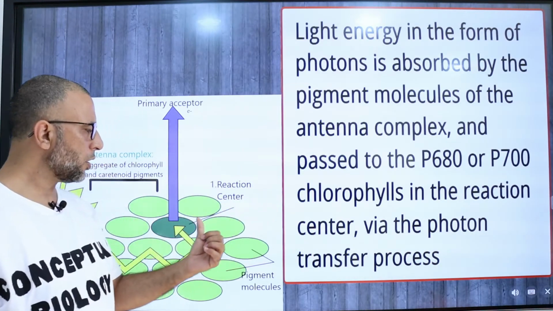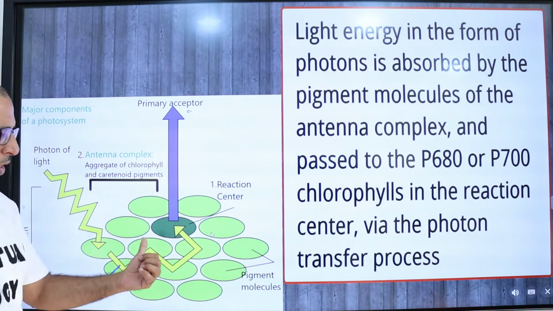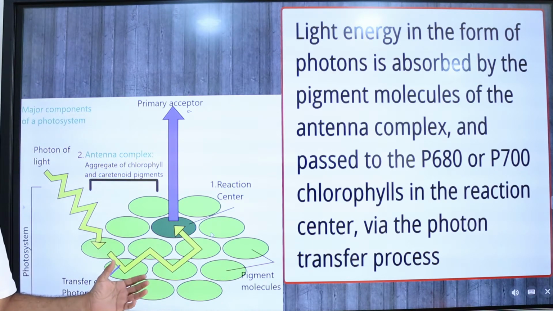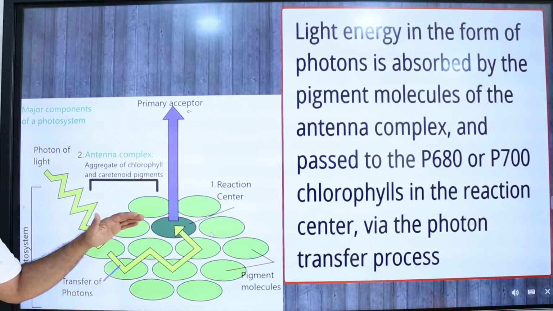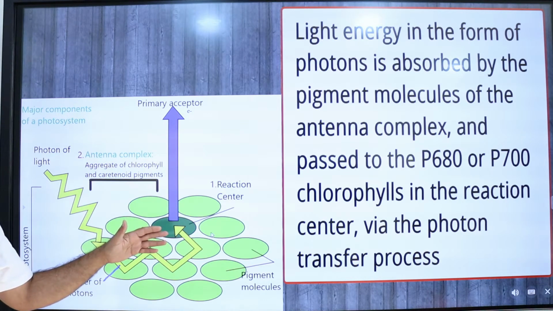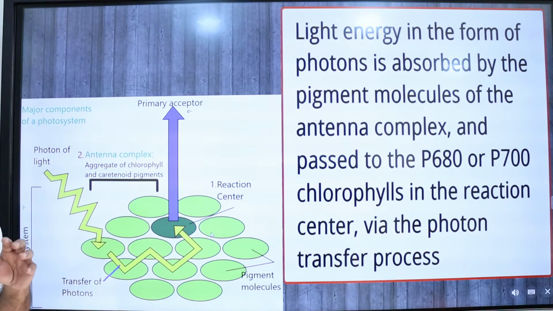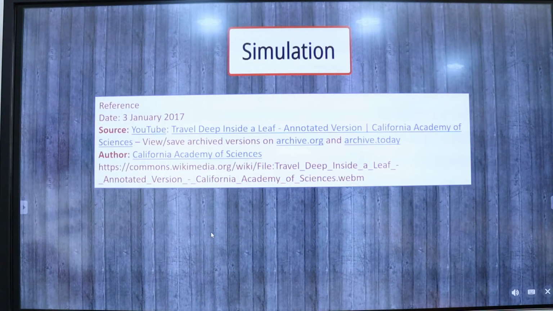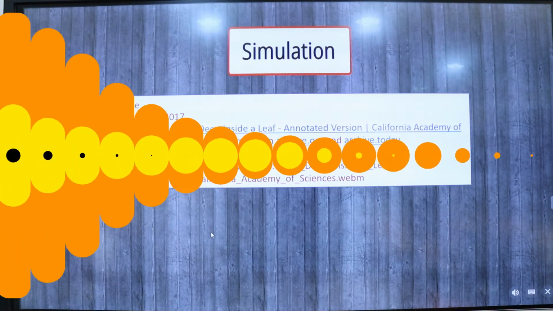Light energy in the form of photons is absorbed by the pigment molecules of the antenna complex and passed to the P680 or P700 chlorophyll molecules in the reaction centers through photon transfer process. Let us watch this simulation to examine the energized electrons being passed from one photosystem to another.